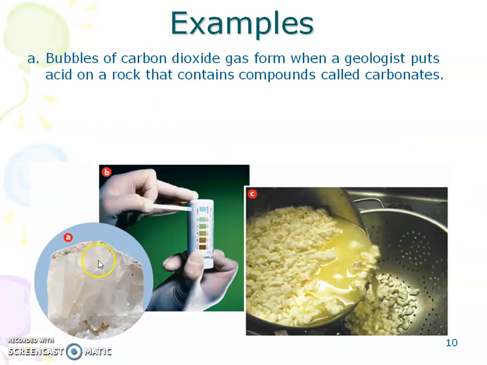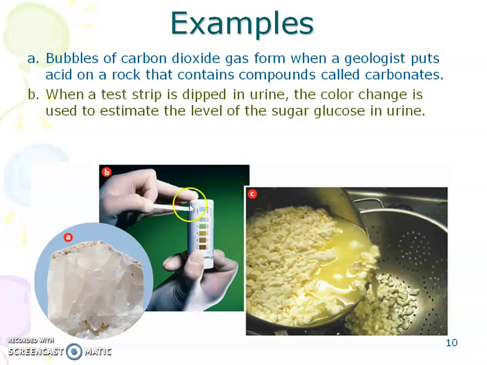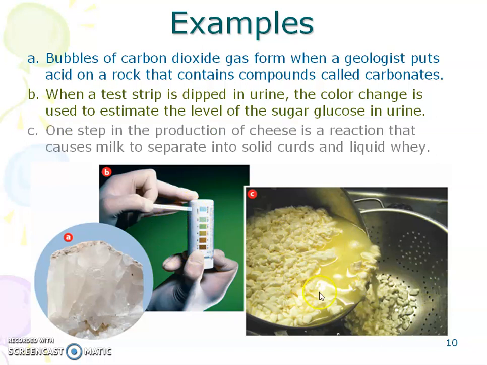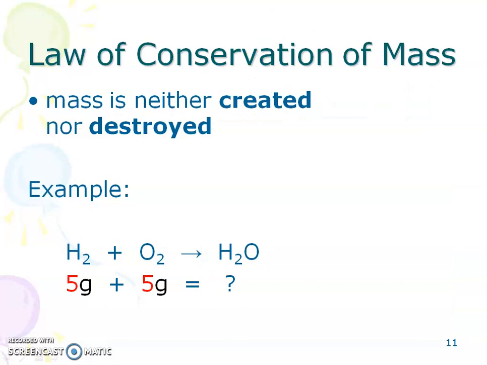Bubbles of carbon dioxide here in A form when the geologist puts acid on a rock that contains compounds called carbonates. In picture B here, when a test strip is dipped in urine, the color change is used to estimate the level of the sugar glucose in urine, again, to test for something like diabetes. And here, one step in the production of cheese is a reaction that causes milk to separate into solid curds and what's called liquid whey.